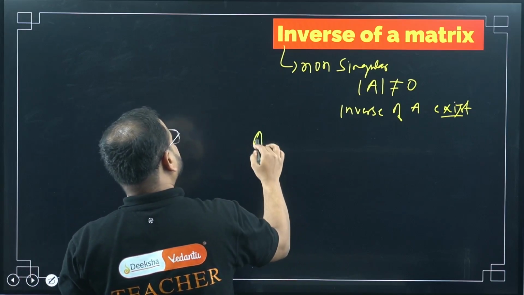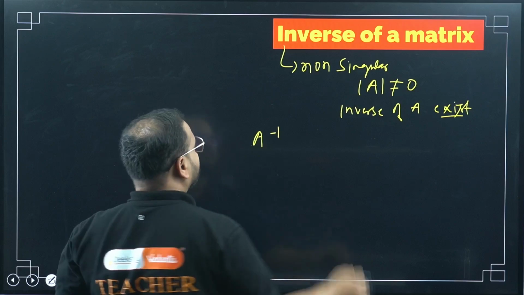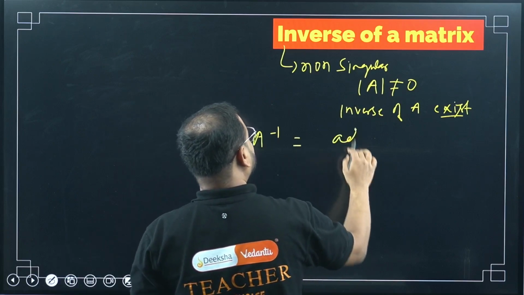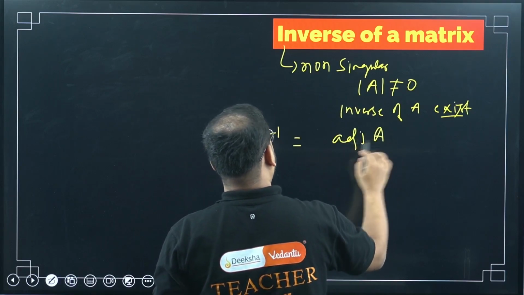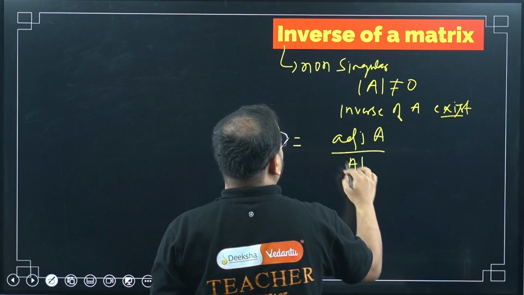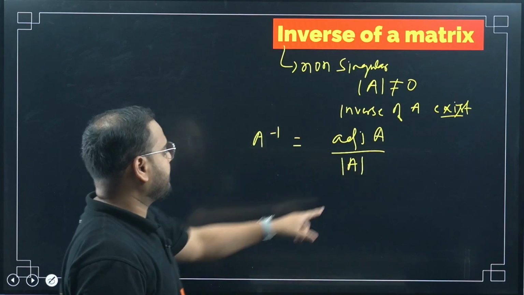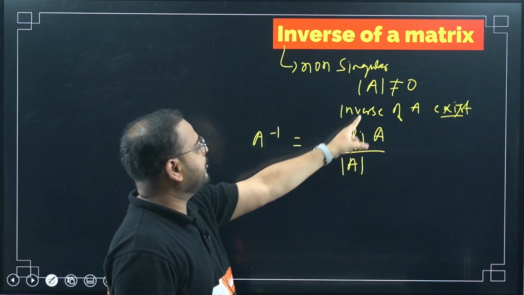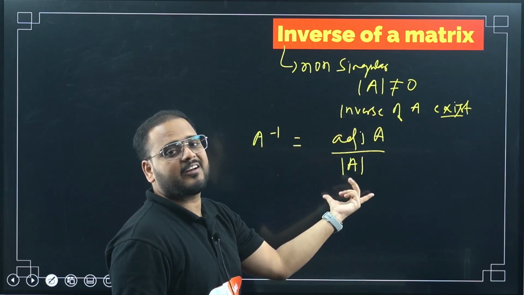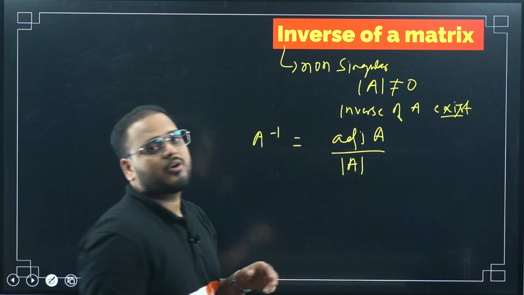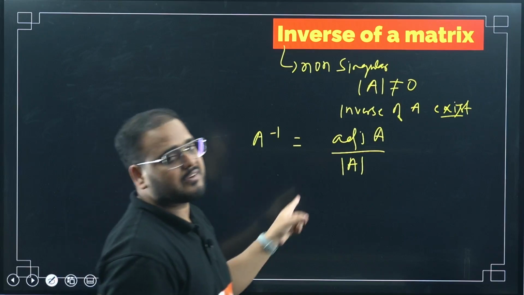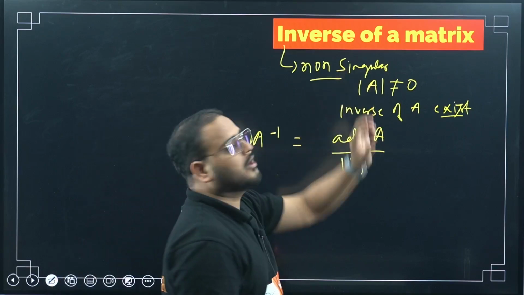So, the inverse of any matrix A is given by, first you have to find the adjoint of A upon the determinant of A. Now, I think you can see from here only, right? Determinant of A will be what? If it is 0, it will become infinity, undefined, right? So it has to be non-zero. So inverse will only exist if it is non-zero, only for a non-singular matrix.